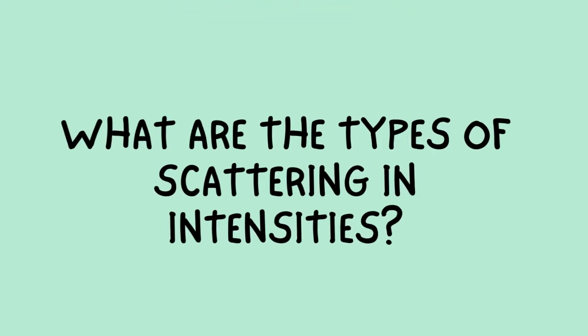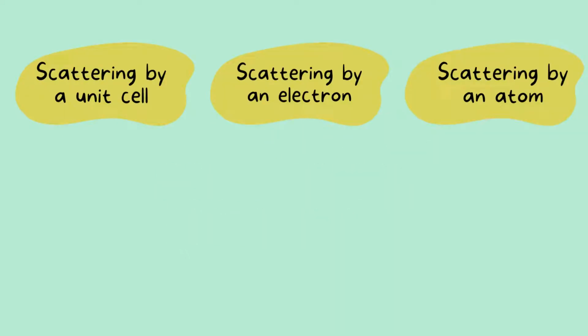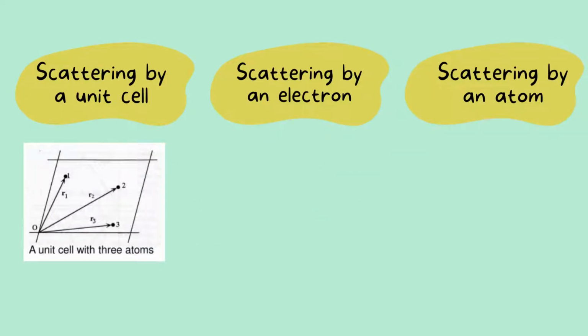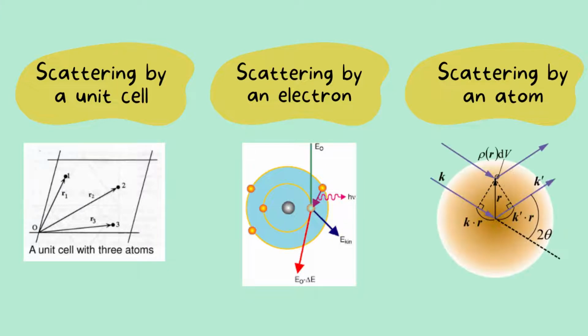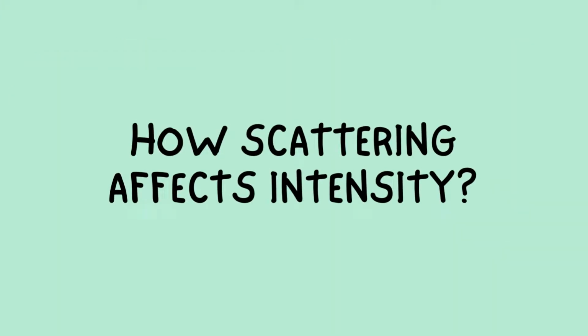What are the types of scattering in intensities? There are three types of scattering, which is scattering by a unit cell, scattering by an electron, and scattering by an atom. How scattering affects intensity.